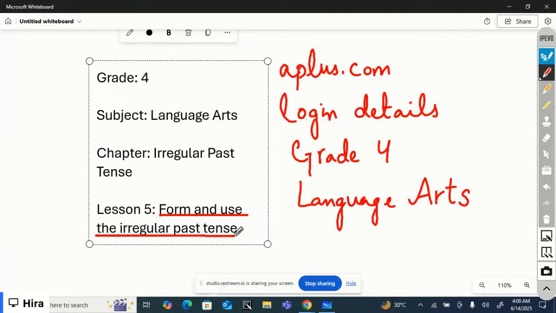So, for this, the first step is open aplus.com, log in using your login details and password, go to short section, and then select grade 4. I have told you the name of the chapter, irregular past tense, and this is lesson number 5. It means we are going to revise. We have already learned about irregular past tense and how we can form and use irregular past tense. So let's begin.